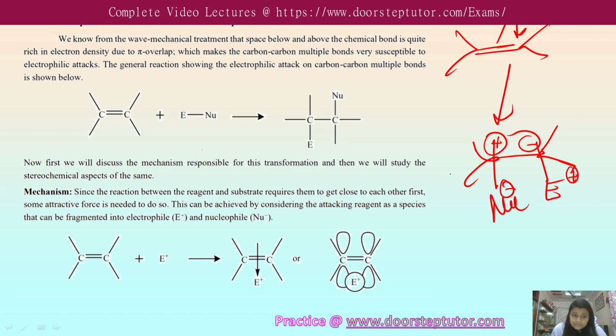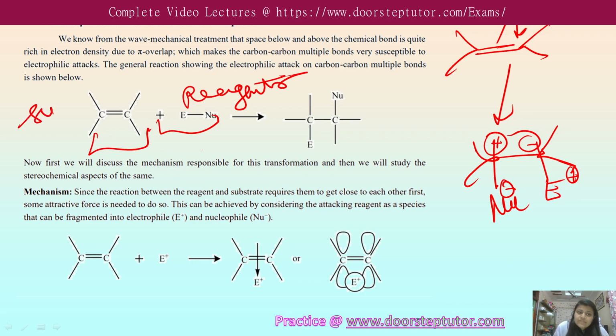So the reaction is between a reagent and a substrate. We have a substrate and we have a reagent. Usually electrophiles are present in the form of reagents, and we have a substrate like hydrocarbons, alkenes, alkynes, etc. The reaction between the reagent and the substrate requires them to come close to each other, because of the high electron density in the pi bonds. So we have to achieve this.